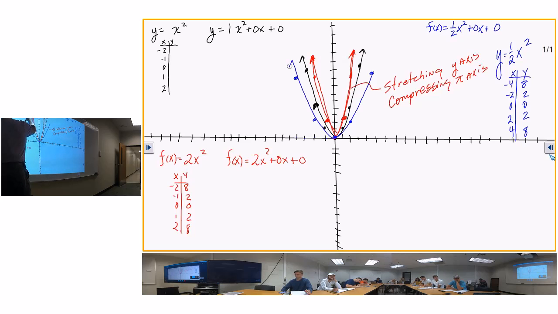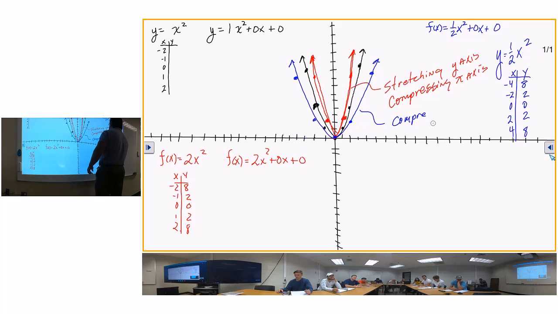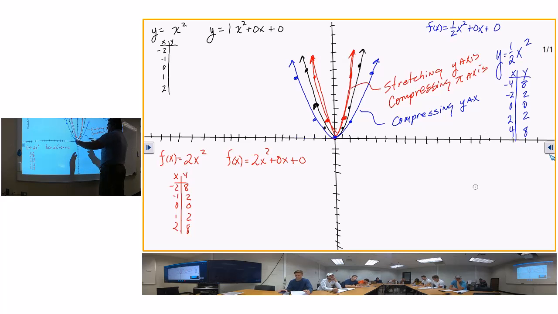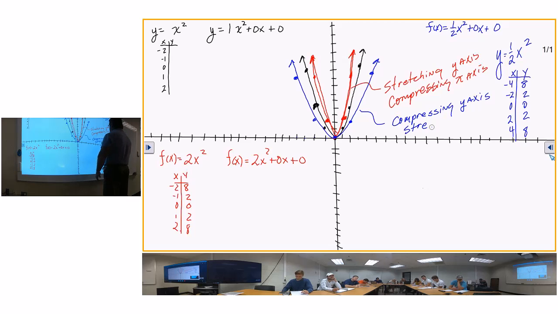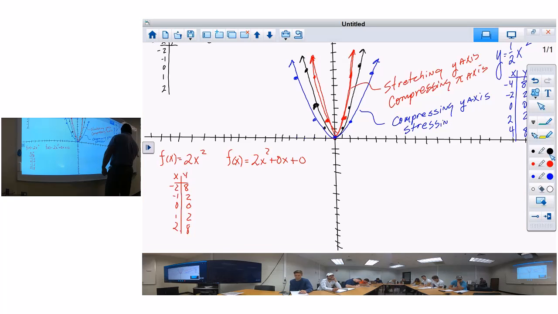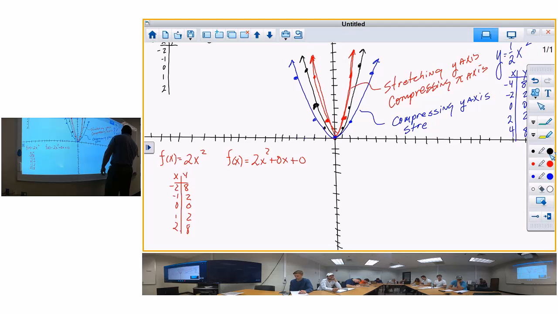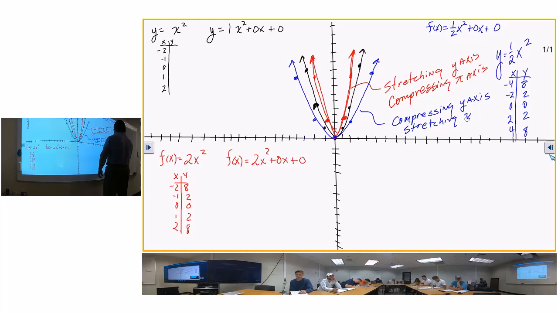And what happens? Well, now we're compressing along the what? The y-axis. And you're stretching along the x-axis, because basically you're getting wider. Stressing, I'm stressing. And that's a Freudian slip. Stretching, S-T-R-E-T-C-H-I-N-G. Stretching along the x-axis.